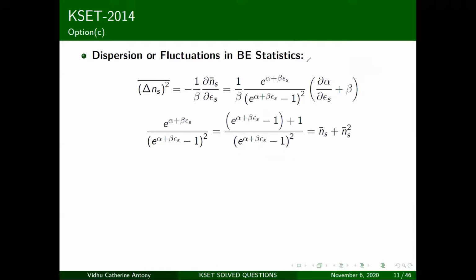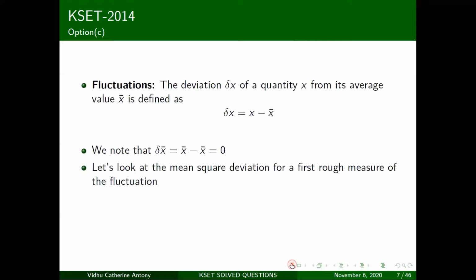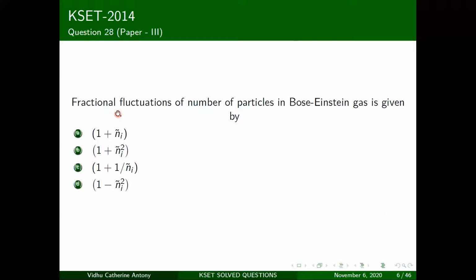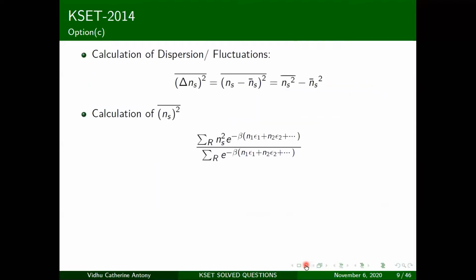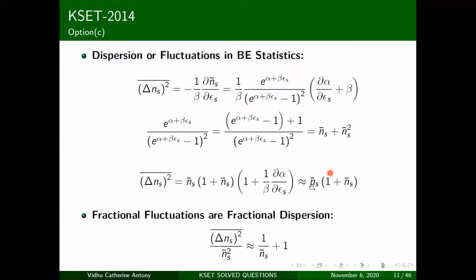So let's just go back to the question. So now here, what have they asked for? They've asked for the fractional fluctuations, not just any fluctuations. They've asked for the fractional fluctuations of the number of particles of the Bose-Einstein gas. Okay. Now let's go back here. So you've figured that this is the formula, but you need to divide it by your NS bar squared in order to calculate the fractional fluctuation.